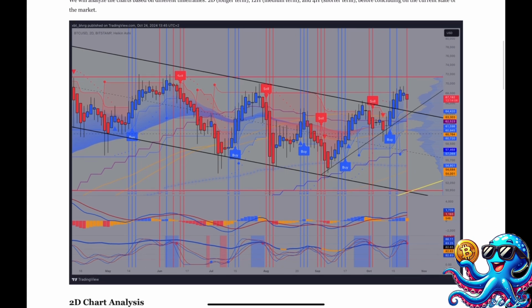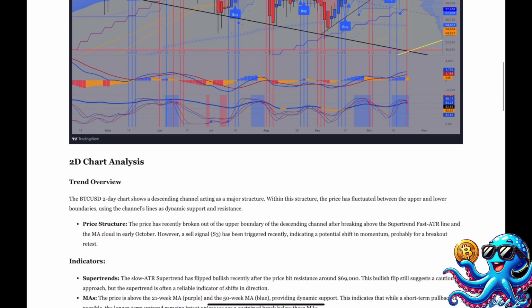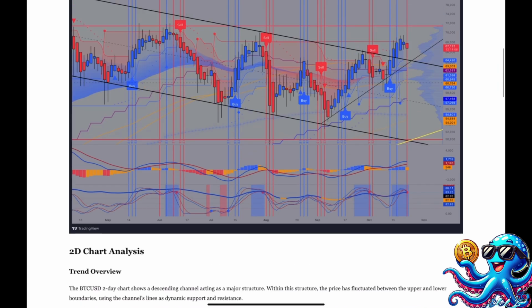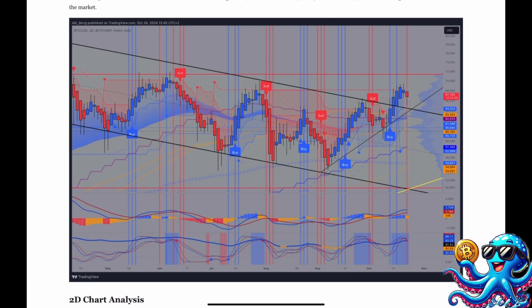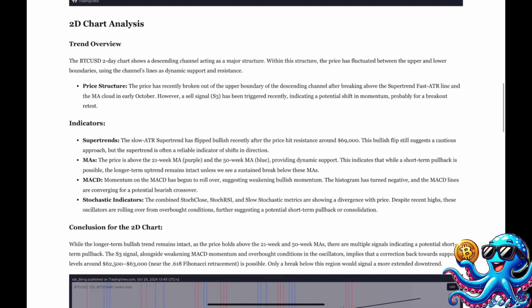2D chart analysis. Trend overview. The BTC to US dollar day chart shows a descending channel acting as a major structure. Within this structure, the price has fluctuated between the upper and lower boundaries, using the channel's lines as dynamic support and resistance. Price structure. The price has recently broken out of the upper boundary of the descending channel, after breaking above the Supertrend Fast-ATR line and the MA cloud in early October. However, a sell signal, S3, has been triggered recently, indicating a potential shift in momentum, probably for a breakout retest.